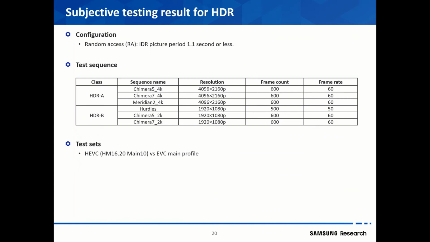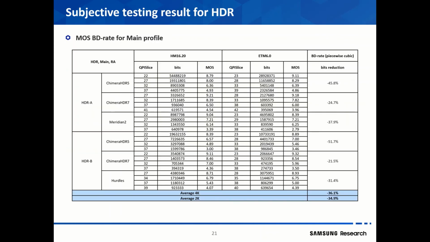In order to check the visual coding performance for the HDR sequences, 6 HDR sequences were used for comparison between HEVC and EVC main profile. This table shows that 36% coding gain in 4K and 35% coding gain in 2K compared to HEVC can be achievable.